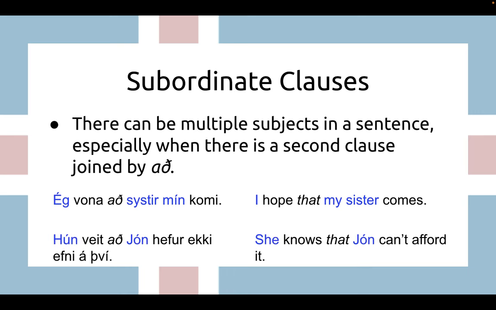Here's another example. Hún veit að Jón hefur ekki efni á því. She knows that Jón can't afford it. So hún is in nominative, and so is Jón, because it's like we're putting two sentences together. She knows, and Jón can't afford it. So we push these two sentences together, we connect them using að, and both of those phrases have their own nominative subject.